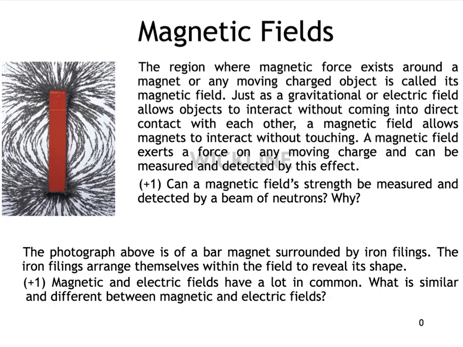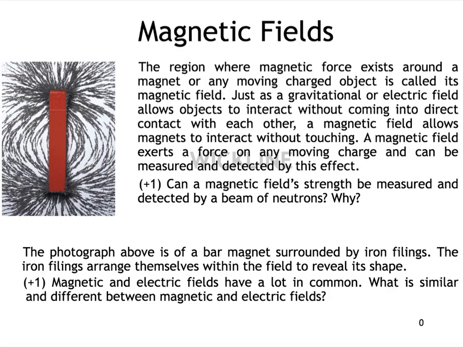Okay, magnetic fields. I think of magnetic fields very much the same way as I think of electric fields, where they enter and leave from the same pole every time. They form these curved lines, they never intersect. They can go to infinity or they can just go one to the other. So that's why I think of them so similarly. But I have this question for you. Can a magnetic field strength be measured and detected by a beam of neutrons?